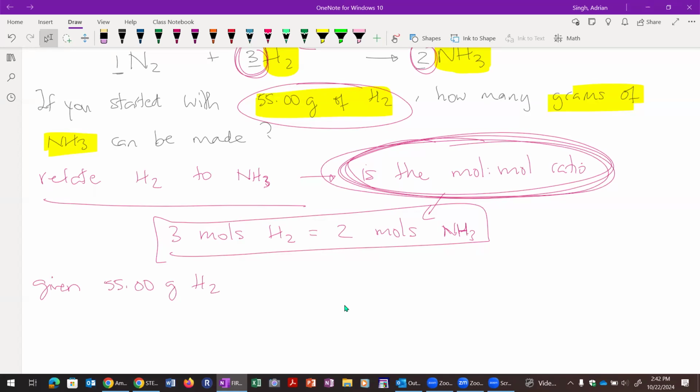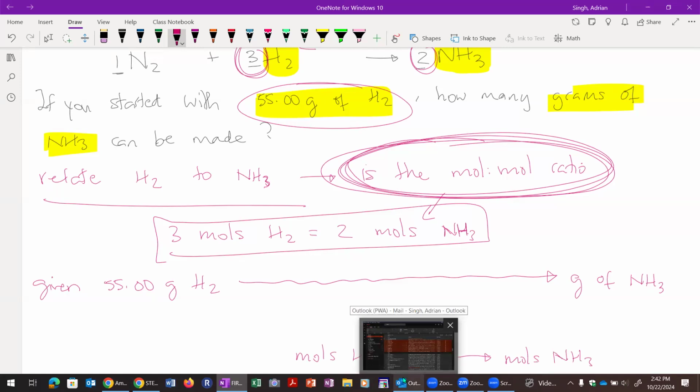So we're given the grams of H2. We want to eventually convert that to grams of NH3. Well, we cannot do that in one step. There is no relationship that relates the grams of H2 to the grams of NH3. There is, however, a relationship that relates the moles of H2 to the moles of NH3, okay? And that relationship that connects one thing to another is the mole to mole ratio. So that is what we're going to be using here.